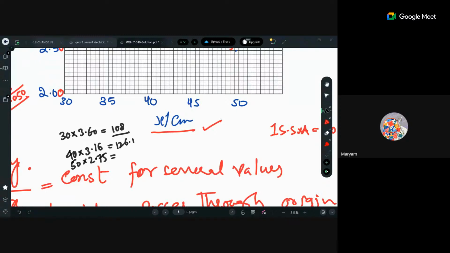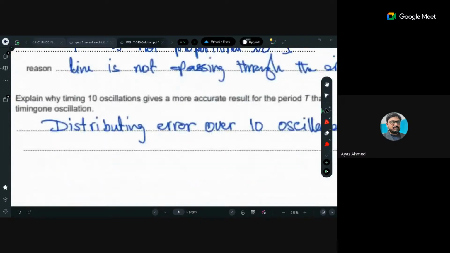The above one was 126.4. Okay, that's fine. Next, the third one is 137.5. Okay, it means the values are not consistent. Are you getting my point? So this is the reason you will write that no, it is not proportional. Are you getting my point?